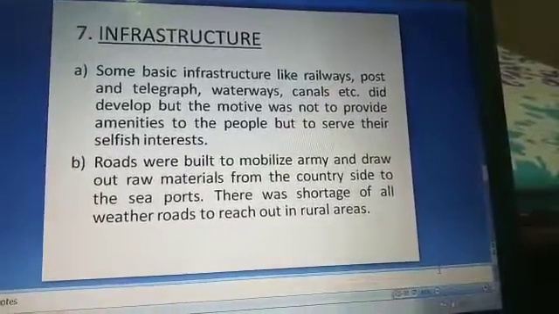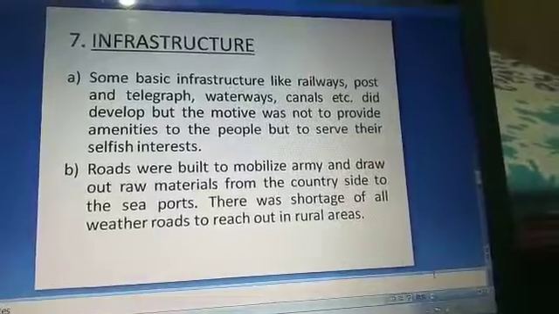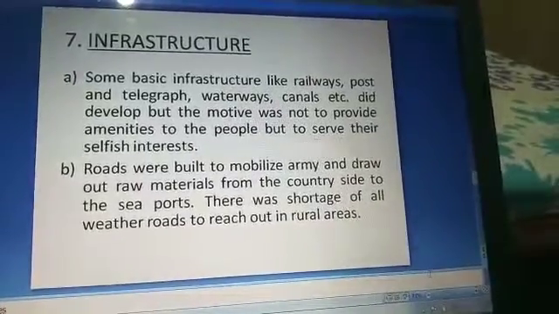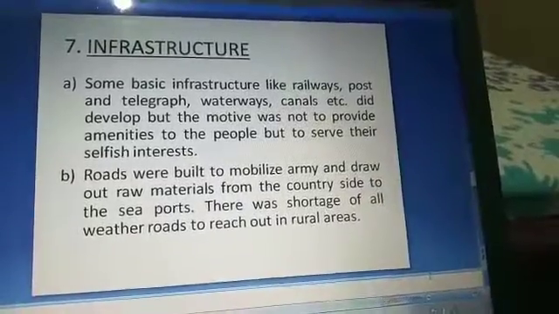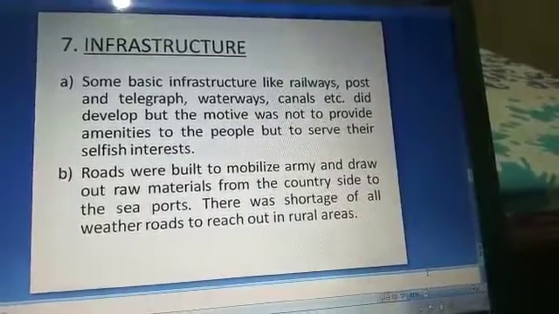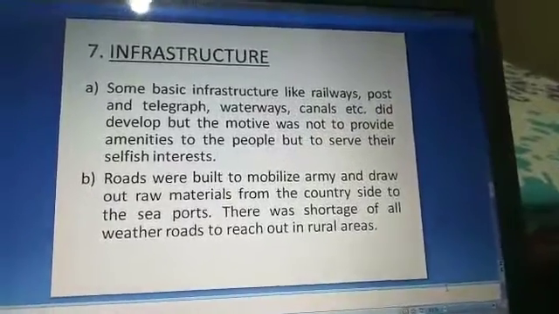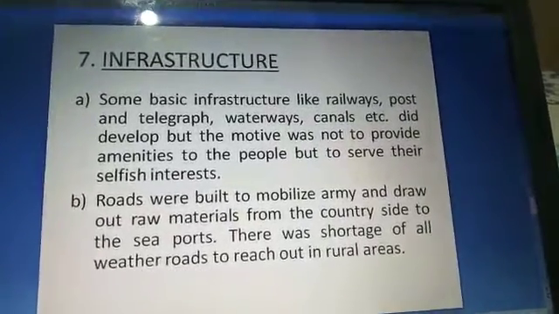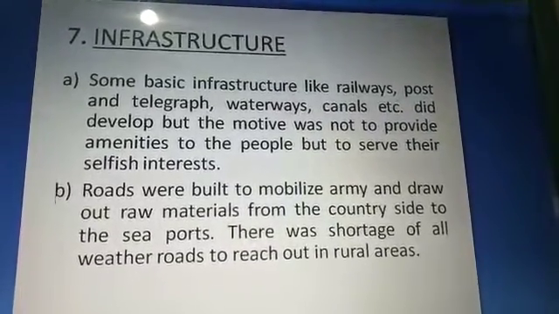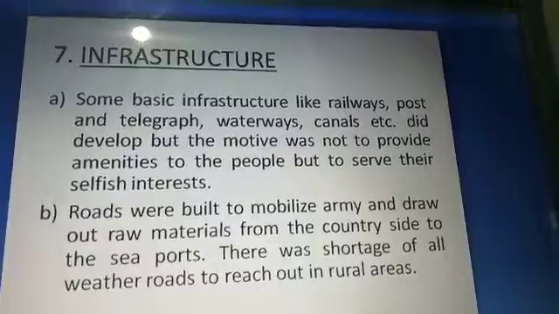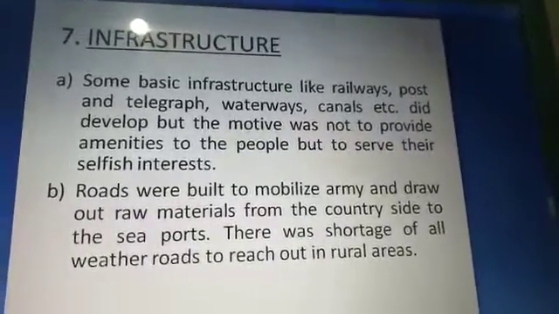Now let's see the infrastructure. Some basic infrastructure like railways, post and telegraph, waterways, canals, etc., did develop, but the motive was not to provide amenities to the people, but to serve the selfish interests. Roads were built to mobilize army and draw out raw materials from the countryside to the seaports. There was shortage of all-weather roads to reach out in rural areas.